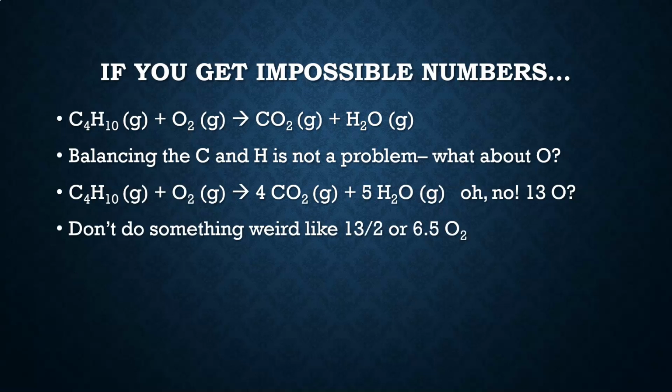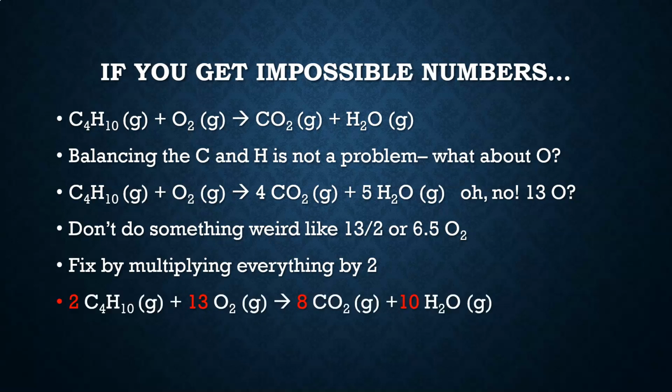When you are asked to balance an equation, please don't use fractional or decimal coefficients, only whole numbers. So if I want to fix this, I can do it by multiplying all of the coefficients by 2. If I do that, then my balanced chemical equation will have 13 O2 molecules on the reactant side.